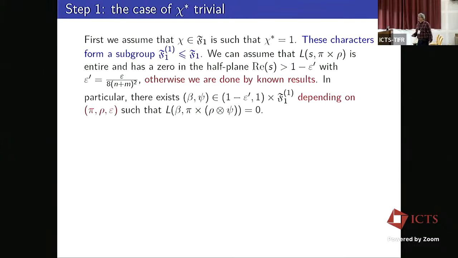So in particular, that means that there exists a beta and psi, where psi is actually 1. This is a strange language I'm using here, which will help us later. I want to record 1, 0 of the Rankin-Selberg function. I record this as beta, but I want to think of the pair beta and the trivial character as 1 data. So depending on pi, rho, epsilon, there is this pair.